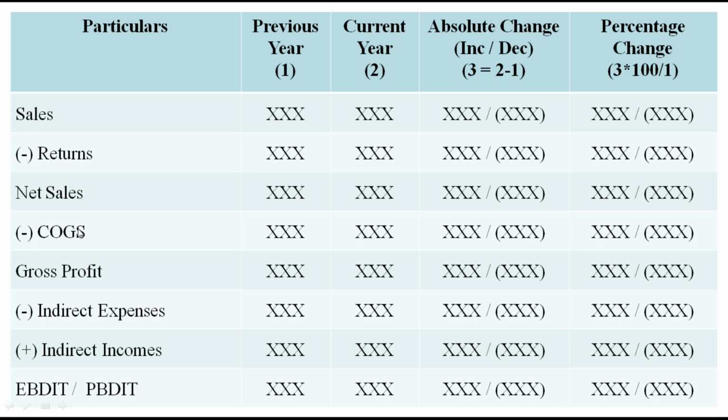Then you have to subtract cost of goods sold. Cost of goods sold is basically the cost incurred on the production of a commodity or service. So when net sales are calculated, the next step is to deduct cost of goods sold from net sales to arrive at the figure called gross profit. And in this gross profit, the indirect expenses and indirect incomes are to be considered, which are also called operating income or operating expenses.